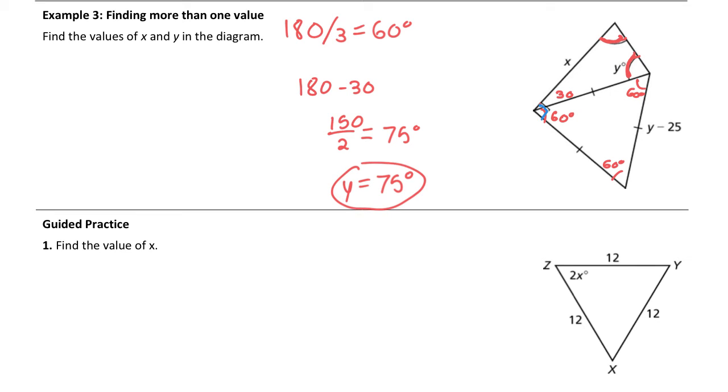The other thing I know is that the side that contains x is congruent to the side that contains this y minus 25. So the equation I can set up is x equals y minus 25, but I know y is 75. So x is whatever 75 minus 25 is, making x 50. And then I know both values of the variables. So this is an in-depth problem. This is a good critical thinking problem.